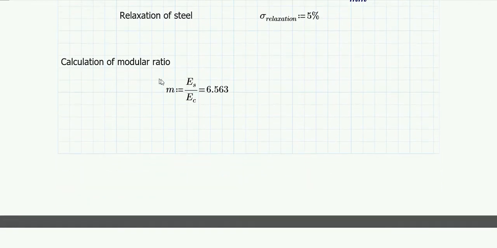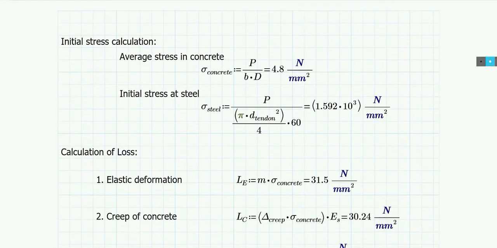So first of all, let's find out the modular ratio. The modular ratio is given by the ratio of the Young's moduli of elasticity of steel and concrete, which comes out to be 6.563. Now let's find out the initial stresses in concrete as well as steel. For concrete, P by BD, which is 4.8. Initial stress in steel is the total force divided by the total area of 60 tendons, which comes out to be 1.592 into 10 to the power 3 Newton per square mm.